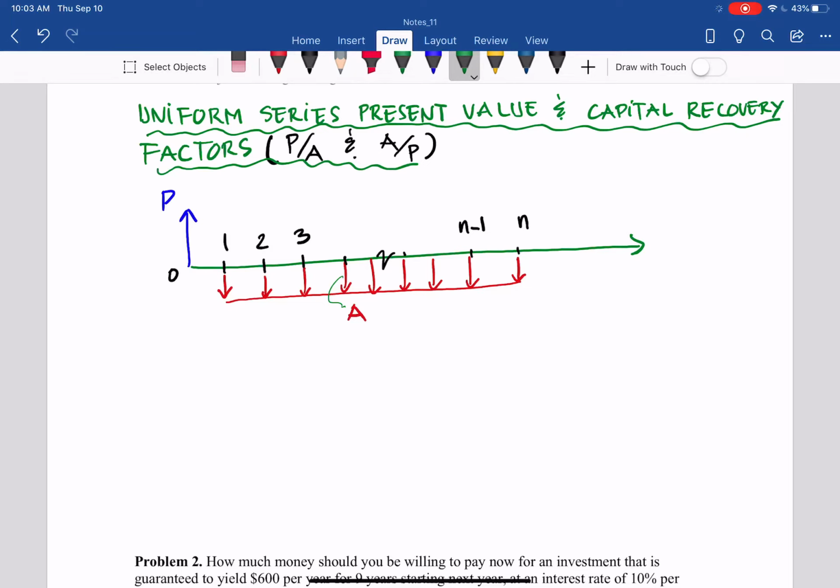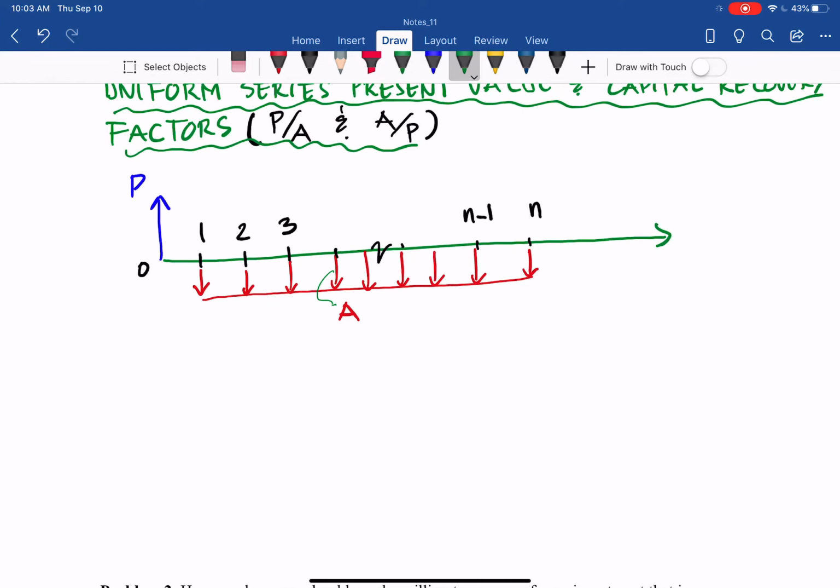The next factors in the equivalence equation are the uniform series present value and the capital recovery factors, P over A and A over P. And the cash flow shows the relationship between the present value P and the uniform series amount A over a period of time N, so A the same amount repeated over and over for N periods. With that, we want to find out the relationship between P and A.